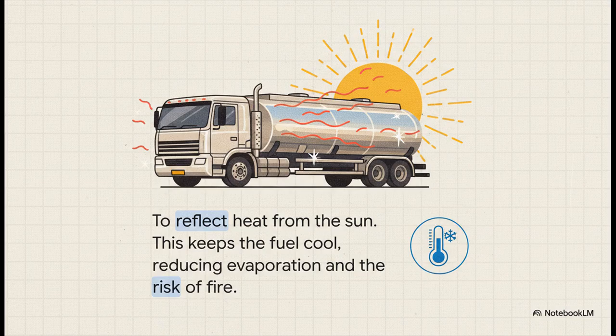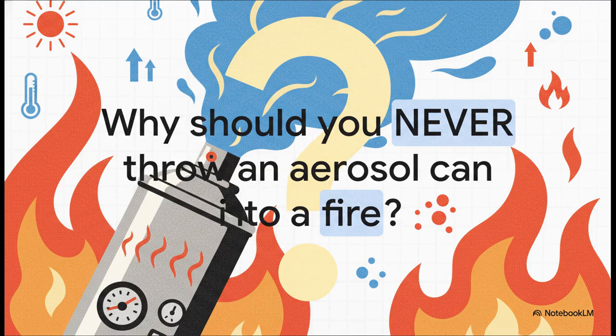Exactly. The shiny surface is a poor absorber of heat. It acts like a mirror, reflecting the sun's heat radiation away from the tanker. This is a critical safety feature to keep the fuel inside cool and reduce the risk of it evaporating or becoming dangerous. Okay, next one.